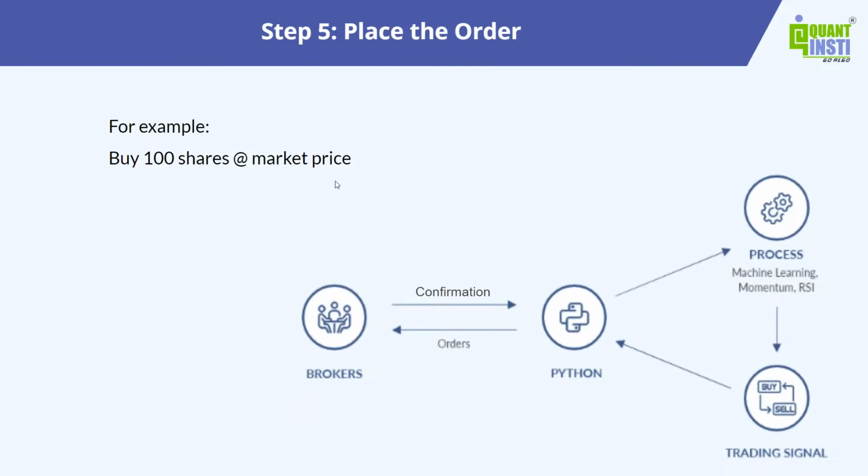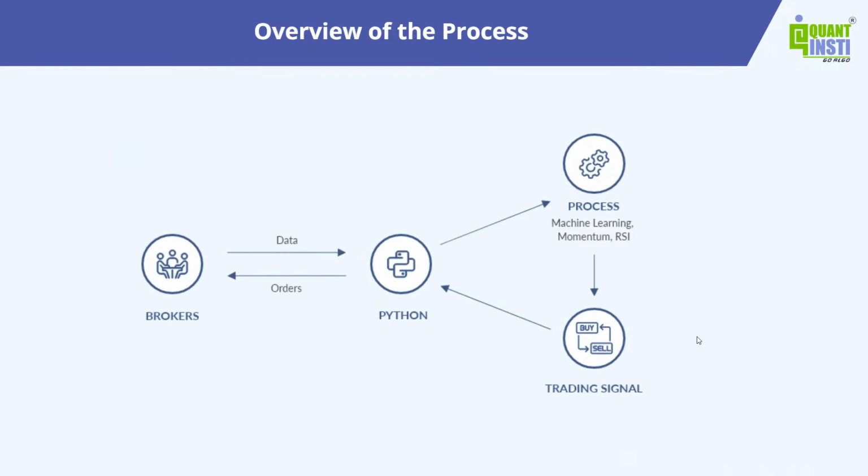So in general, these are the high-level steps: you start by establishing a connection with the broker. After that, you get the data, process the data, generate the trading signals, and send orders to the broker. Getting confirmation from the broker is the last step in this automation. So let's see how this process happens with an example.